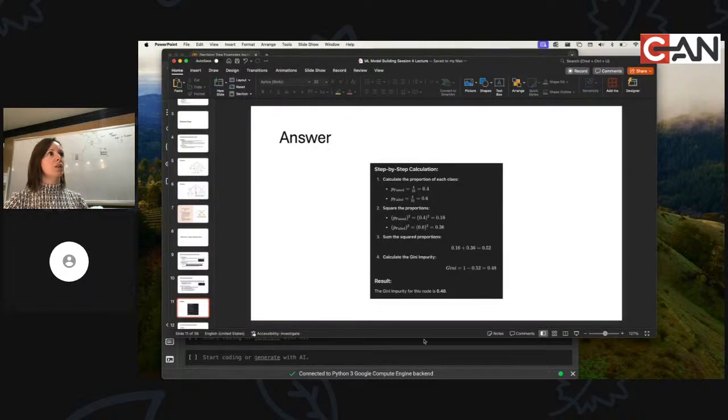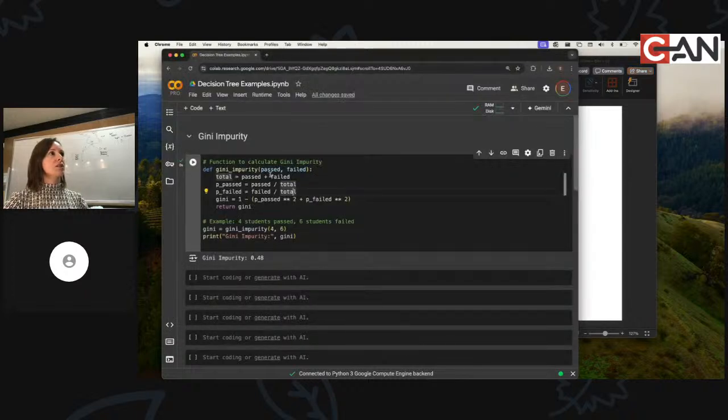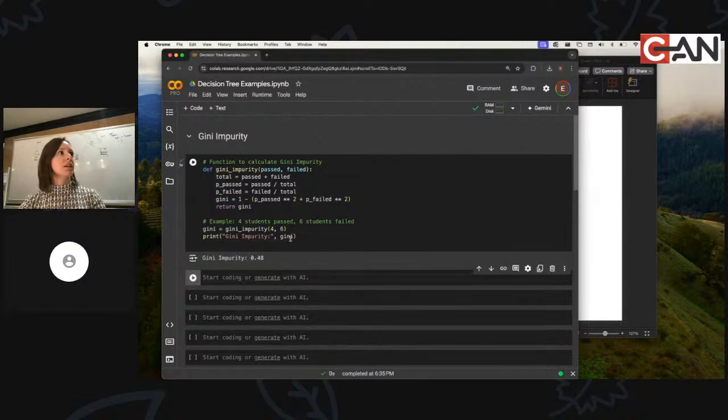And now we're going to square our proportions. So let's go ahead and square those. In Python, that's 2 asterisks. So we're going to square those. And on the same line, we're also going to add those together. And we're also going to take 1 minus that to determine our Gini impurity. And of course, that's 0.48.